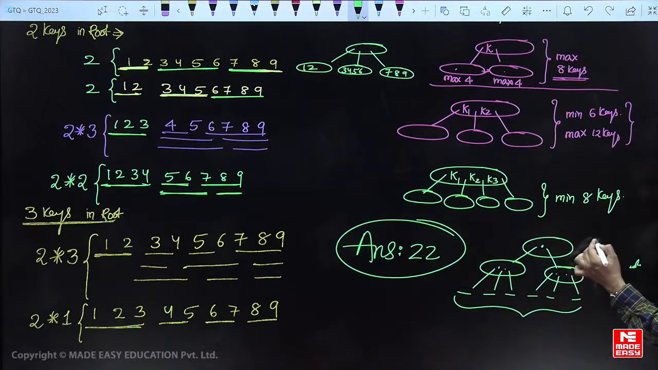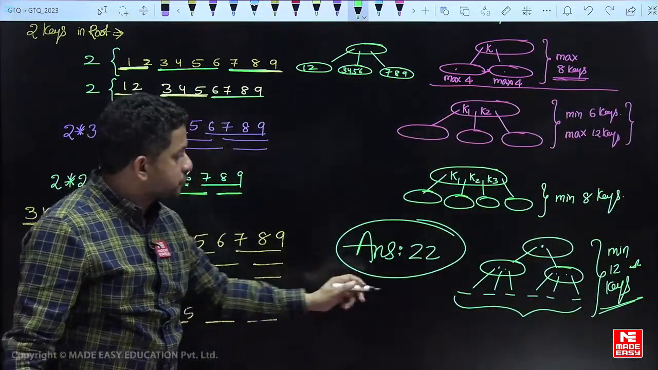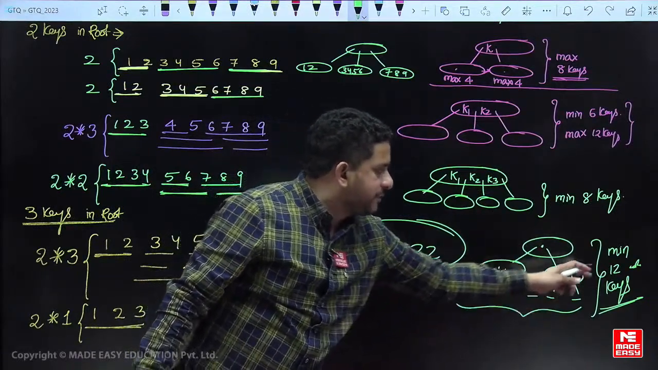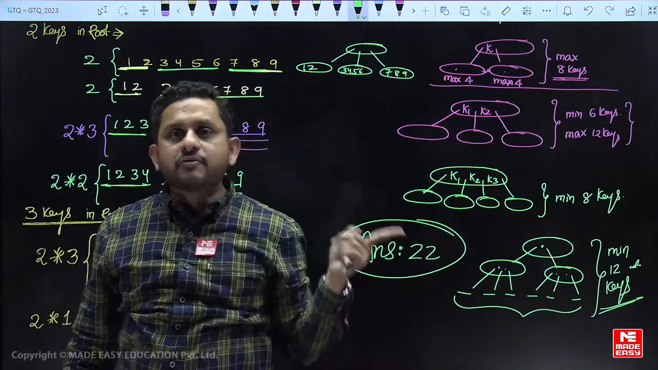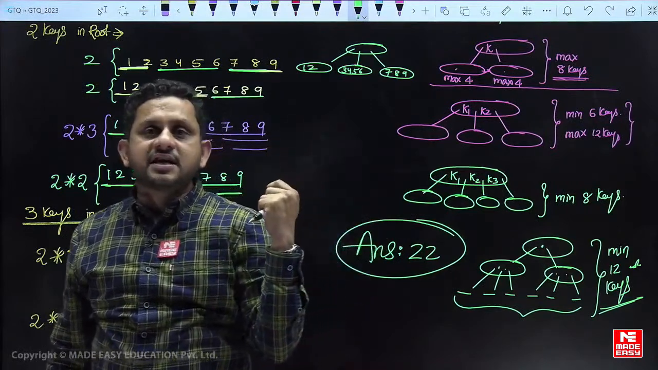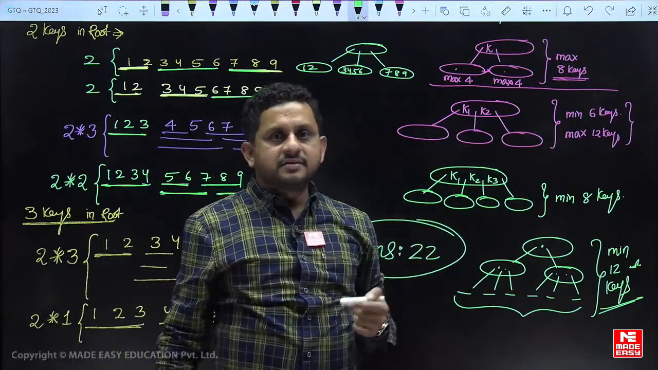Okay, 6 leaf nodes, 6 multiplied with minimum 2 keys, I need minimum 12 keys. Then only I can go for the third level, because at least each leaf node should have 2 keys. So if I want to go 3 levels, minimum I need 12 keys. If minimum 12 keys are there, then the third level also has to be considered. But here only 9 keys are given. 9 keys is not sufficient to grow the third level, right? Clear this one?